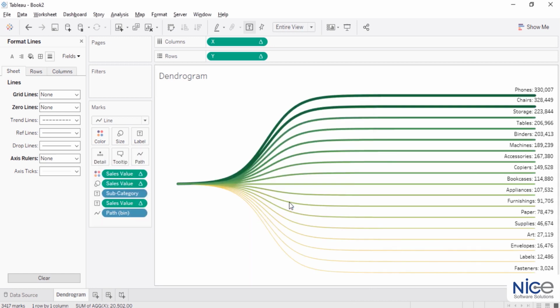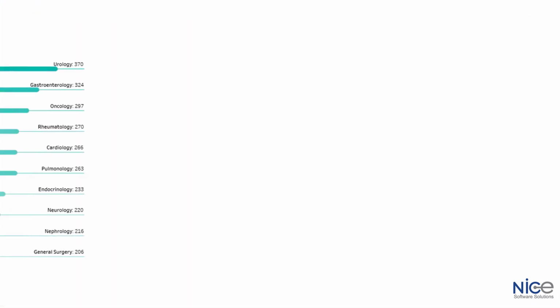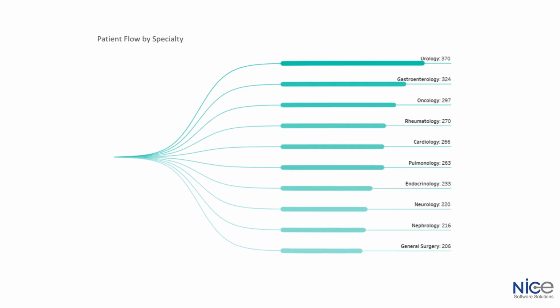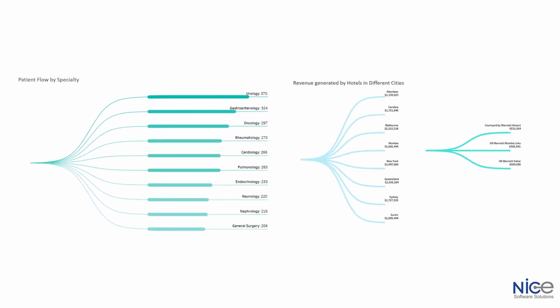And we are done. The key to interpret this dendrogram is to focus on the size and color of each node that represents the value of sales. The thicker and darker the node, more the sales value. Some of the applications of the dendrogram can be used to show the department-wise patient flow in hospitals and revenue generated by hotel chains in different cities.